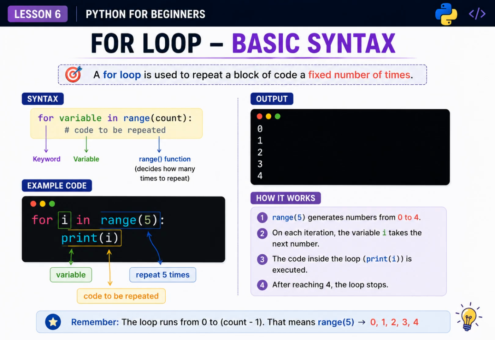Range(5) tells Python to repeat the loop 5 times. And the code inside the loop is what gets repeated. One more important thing to remember is the colon at the end. Also, the print statement must be slightly inside the loop using indentation. Without the indentation, Python will give an error.